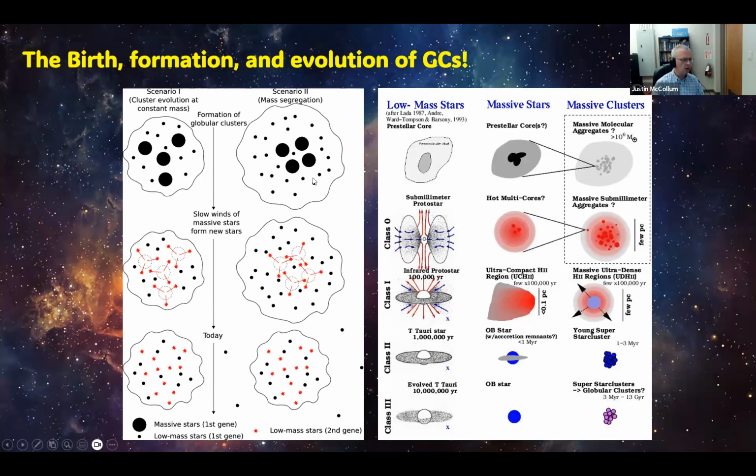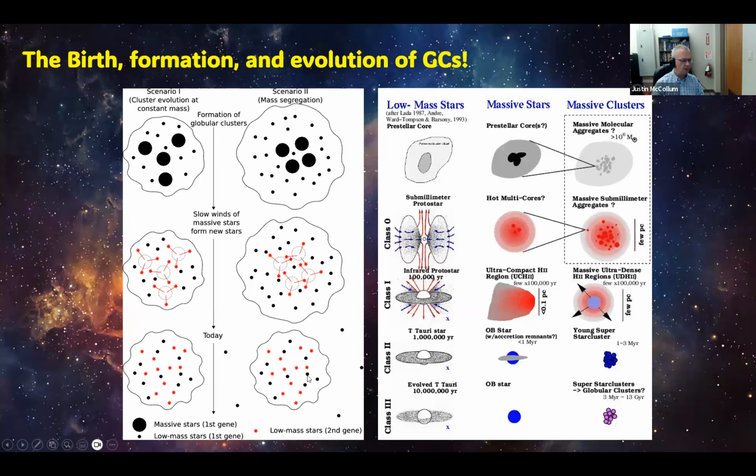The second scenario is mass segregation, meaning that we get more of the massive stars towards the center and the lesser stars out towards the edge. Then we have all of these stars blowing out and forming the second generation of stars. The first generation of stars that are of low mass pretty much will live forever.